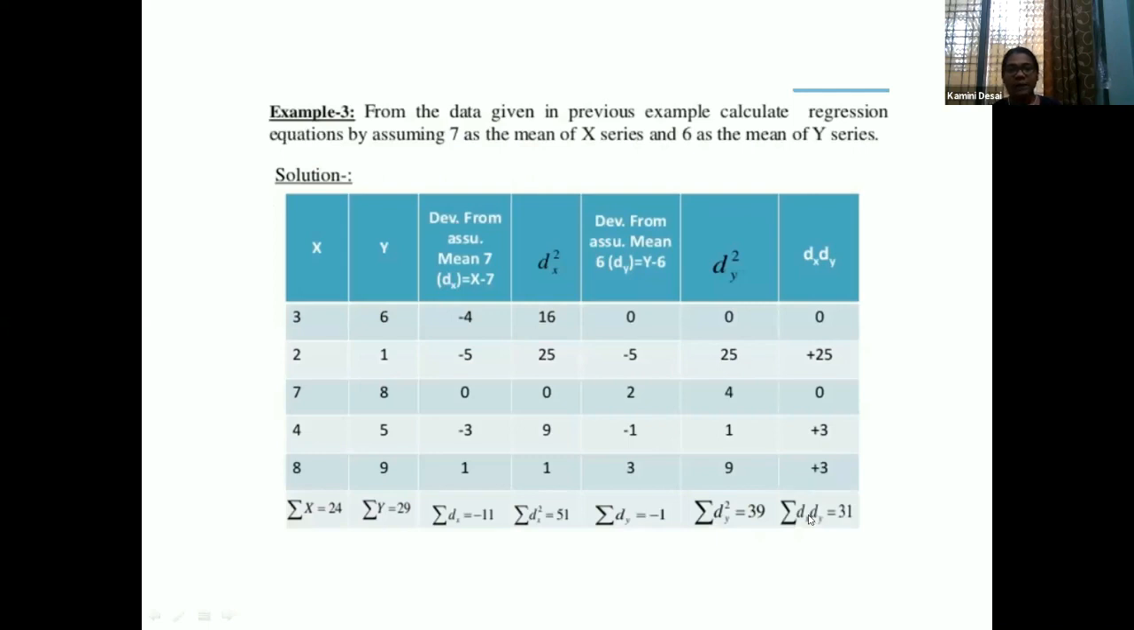So this is the example. The data is given previously. I've calculated the regression equation by assuming 7 as the mean of the x series and 6 as the mean of the y series. We are just assuming mean is equal to 7 and mean is equal to 6. So now we have to calculate this difference. We are just imagining 7 and 6 is roughly the mean for x and y. Then using whatever formula is there.